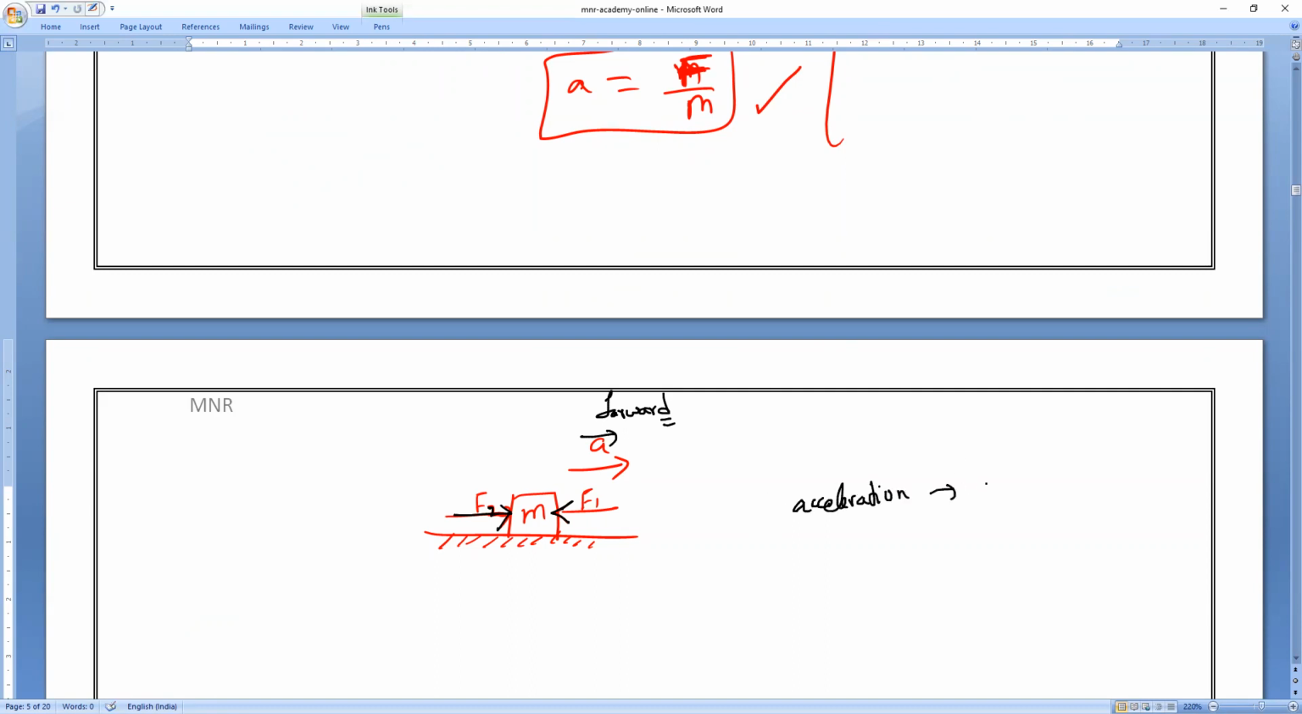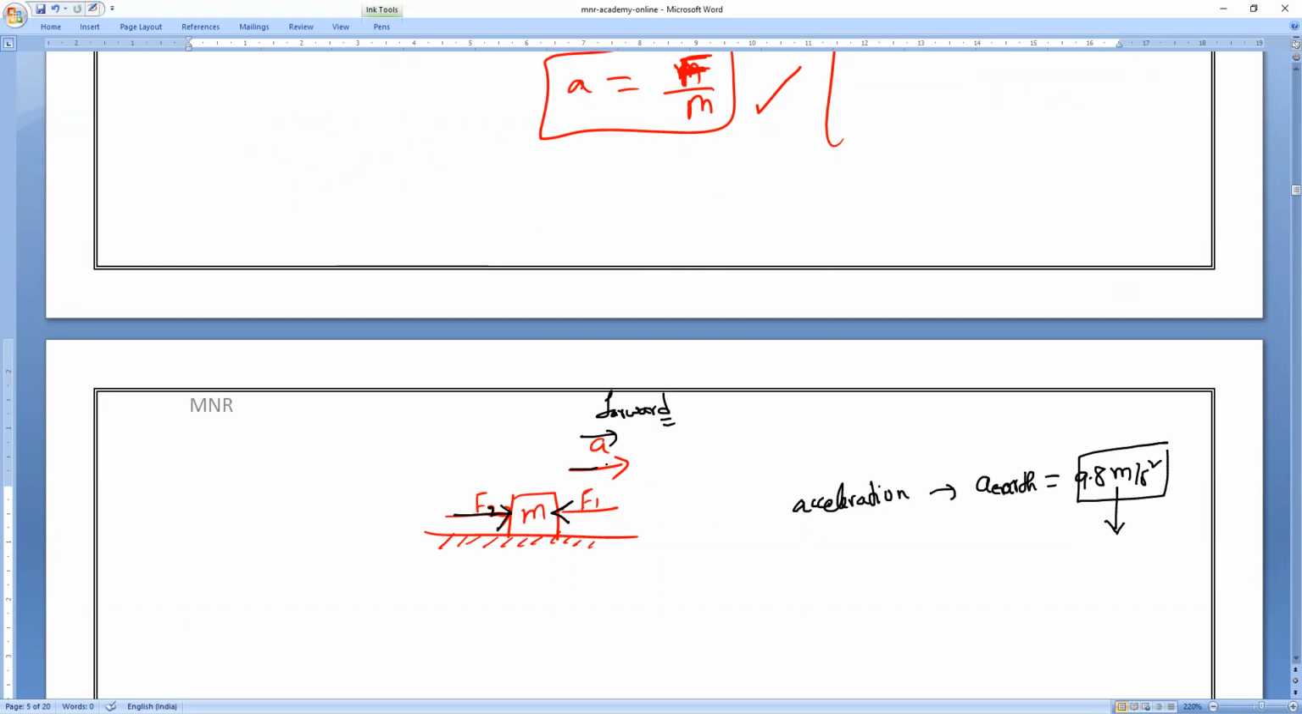Acceleration of Earth is always what? Always it is positive. So how much is it? 9.8 meter per second squared. So we all know that whenever the object is acting, be very careful here.